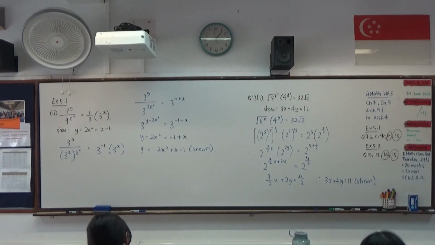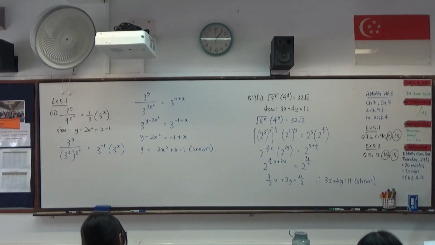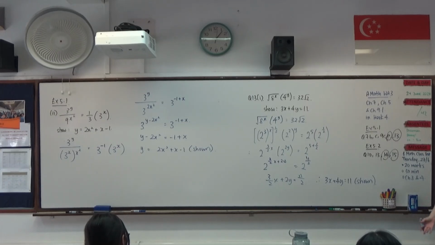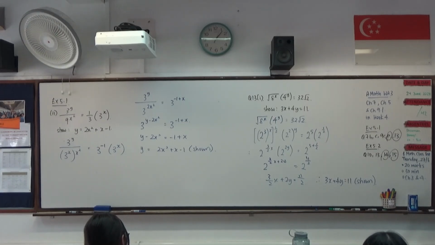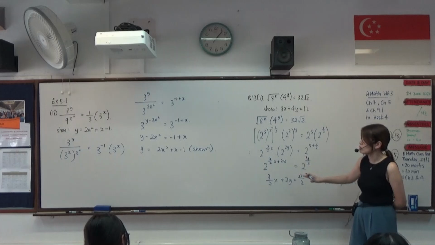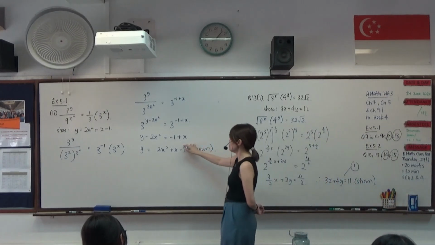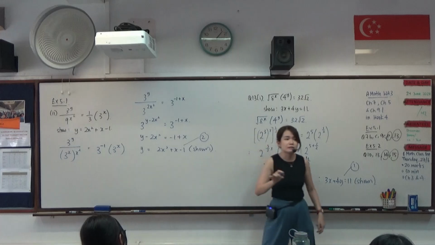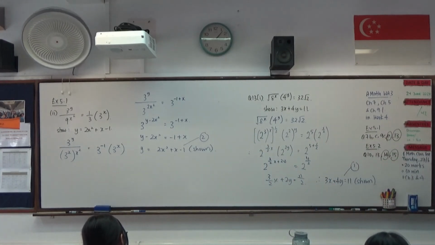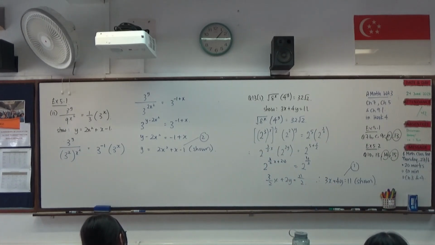Part 3, it says hence solve the simultaneous equations. So actually they have already provided you the scaffolds in part 1 and part 2. So what you needed to do is to let this be equation 1, let this be equation 2, and then do your simultaneous equation solving. So I will not spend time on part 3. Okay?